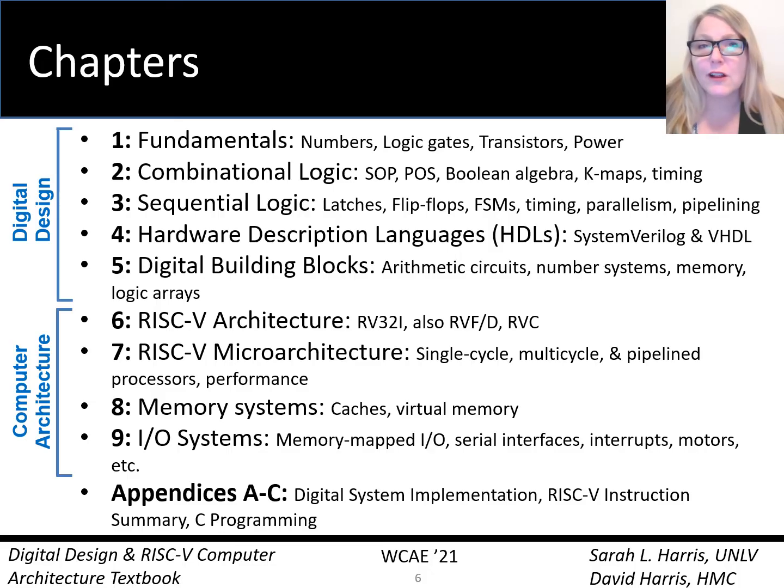And in chapter 9, which is an online chapter, we talk about I/O systems. So memory mapped I/O, serial interfaces, interrupts, motors, other peripherals that you might use. And we do that in a hands-on approach by using the RED5 breadboard, which has a RISC-V microcontroller on it. And then there are appendices as well, A through C, which talk about the practice of digital systems and implementation in Appendix A. Appendix B is a summary of RISC-V instructions, and Appendix C is on C programming.